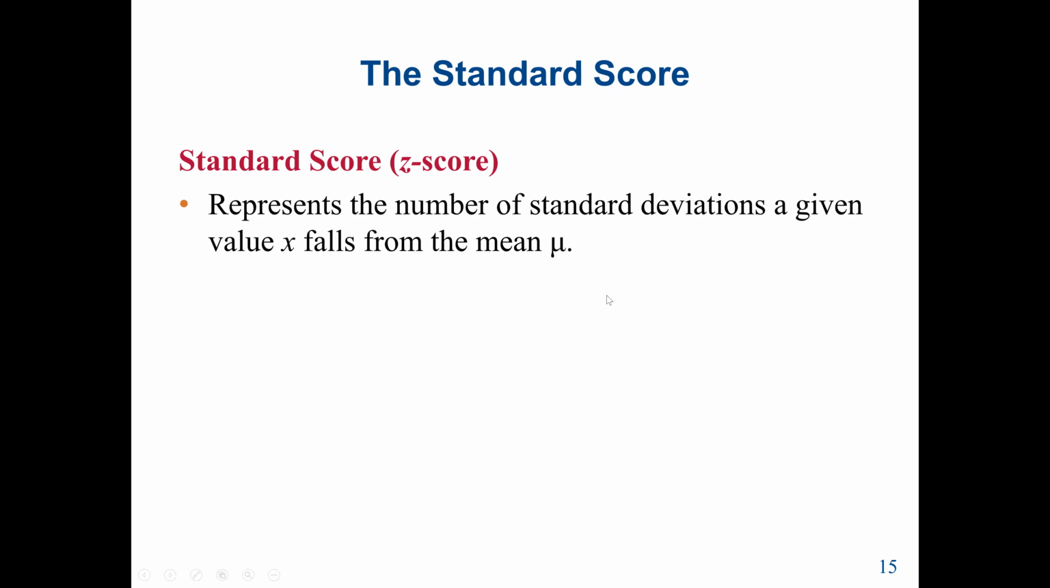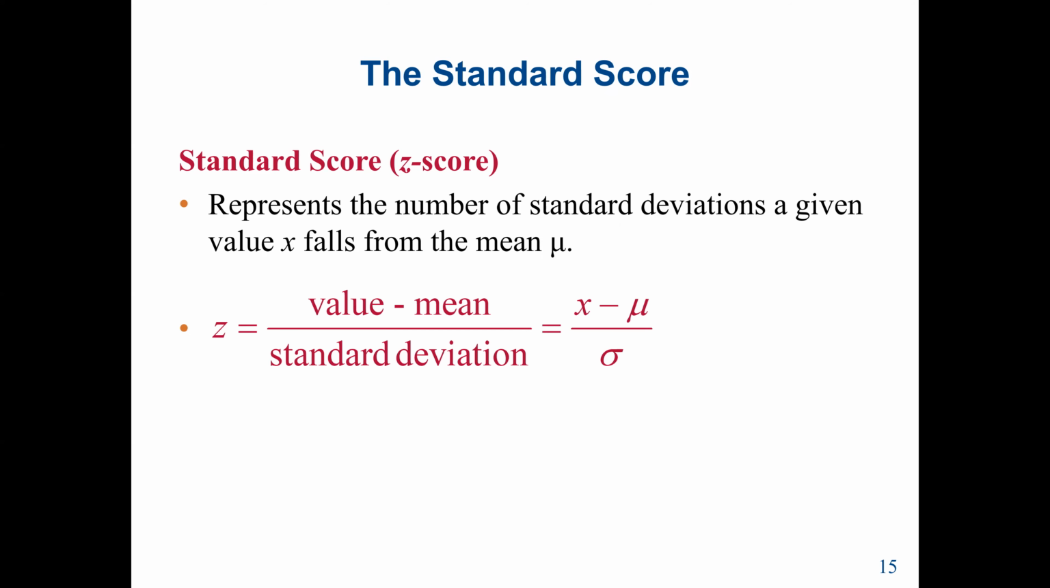A given value X, that's one data entry from the whole data set, falls from the mean. So the z-score, the value I'm looking for, is X minus the mean of the whole data set, divided by the standard deviation of the whole data set. So this will give me (X minus mu) over the standard deviation.